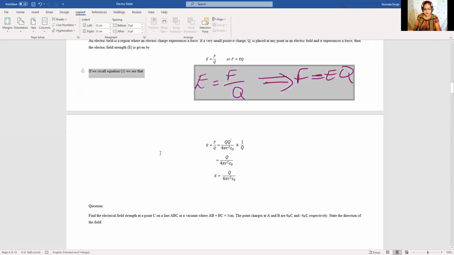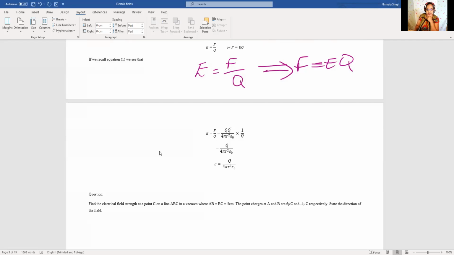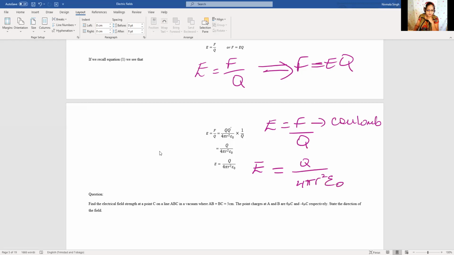Okay, so here we had also done, if E is equal to F over Q, we can then use the Coulomb's law equation, stick that in here, and we could get a next equation that will represent our electric field strength, where E is equal to Q over 4 pi r squared epsilon naught. All right, so that's your two equations that we have for E. One is a small equation, one is a large equation.